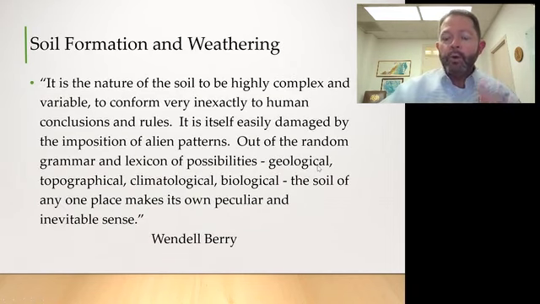I like it said this way by Wendell Berry, who's kind of an agricultural poet. "It is the nature of soil to be highly complex and variable, to conform very inexactly to human conclusions and rules. It is itself easily damaged by the imposition of alien patterns. Out of the random grammar and lexicon of possibilities, geological, topographical, climatological, biological, the soil of any one place makes its own peculiar and inevitable sense."